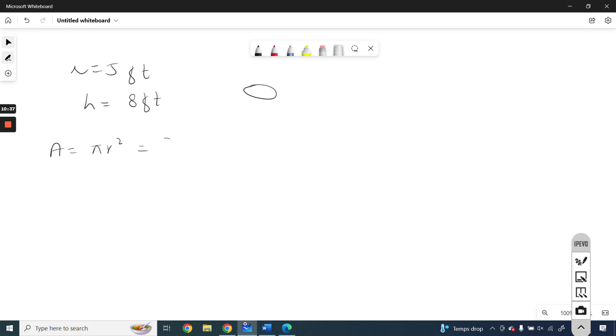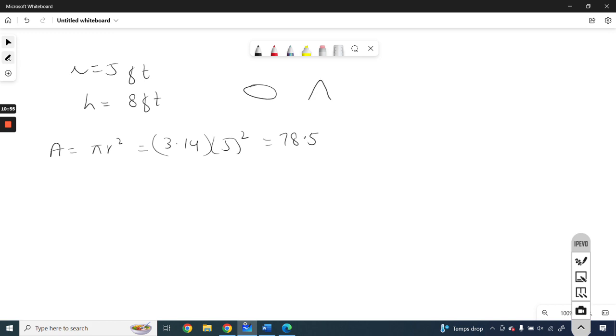Pi has a value 3.14 and r is 5. So it would be 5 square times 3.14. 5 square is 25. So you have to do 25 times 3.14. It is 78.5.